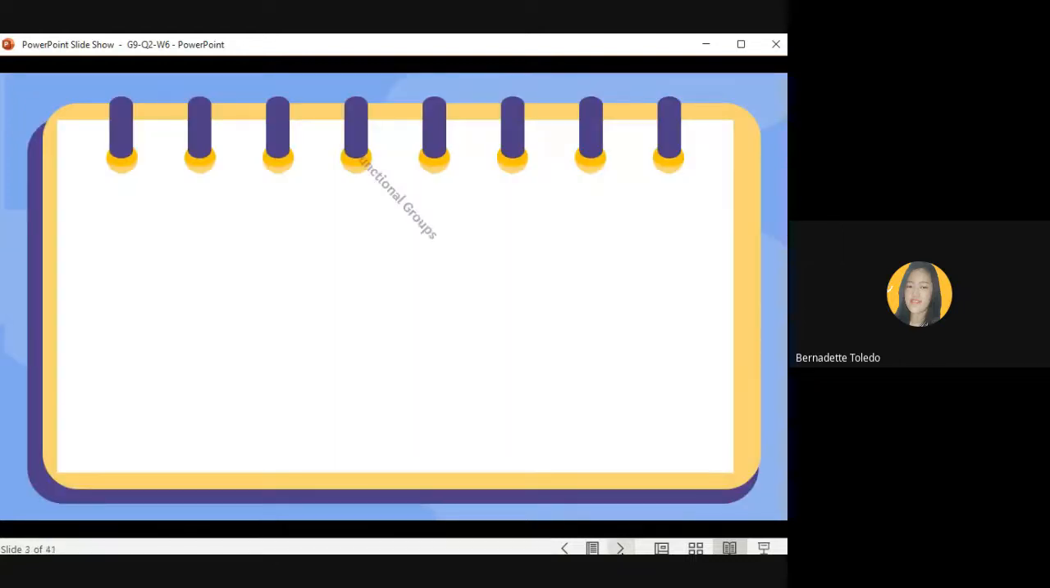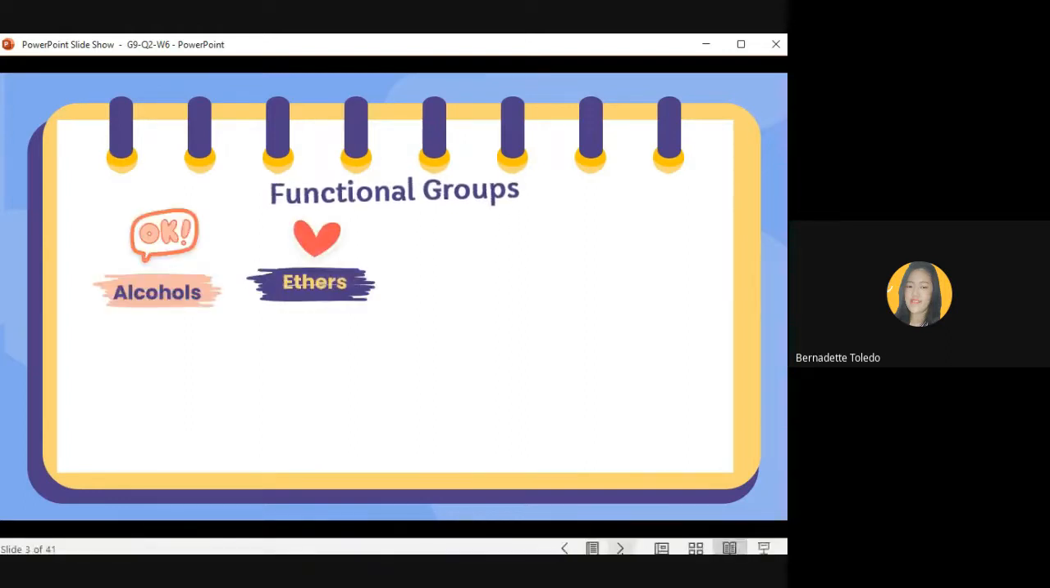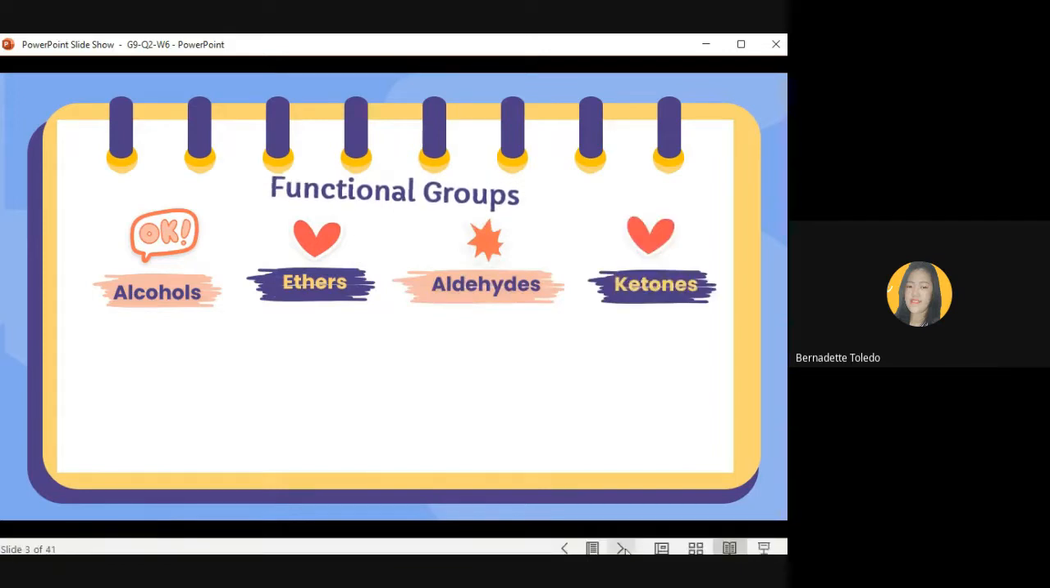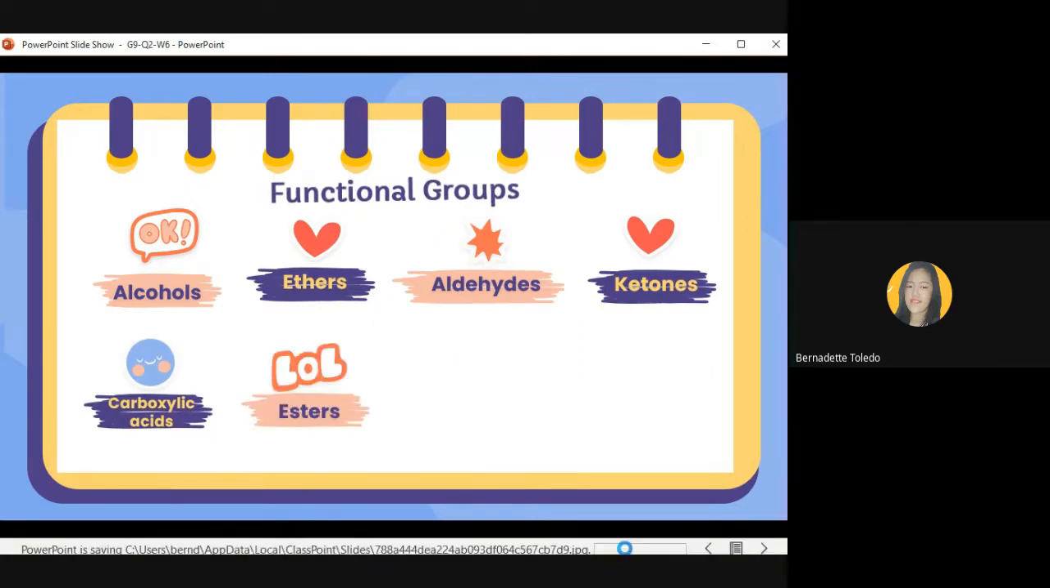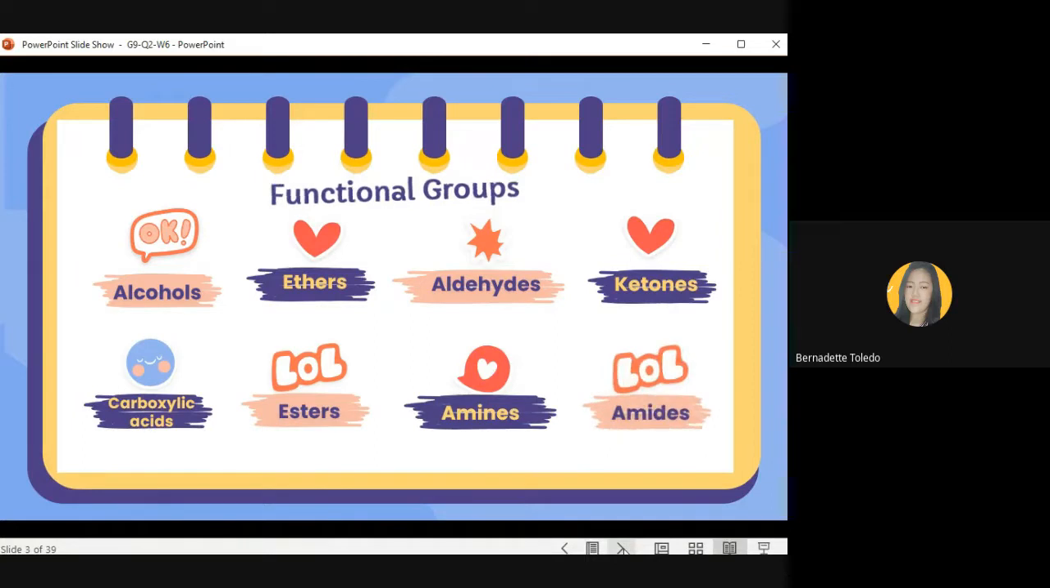We have different functional groups in organic compounds, and they are the alcohols, ethers, aldehydes, ketones, carboxylic acids, esters, amines, and amides. So for today's discussion, we will be dealing with these following functional groups and how they are being used in our daily life.